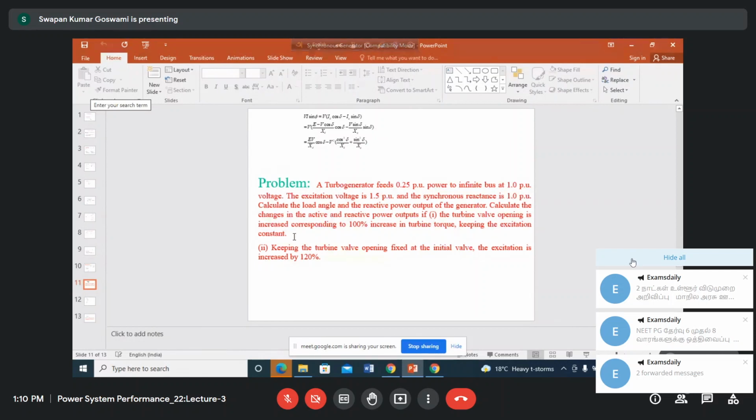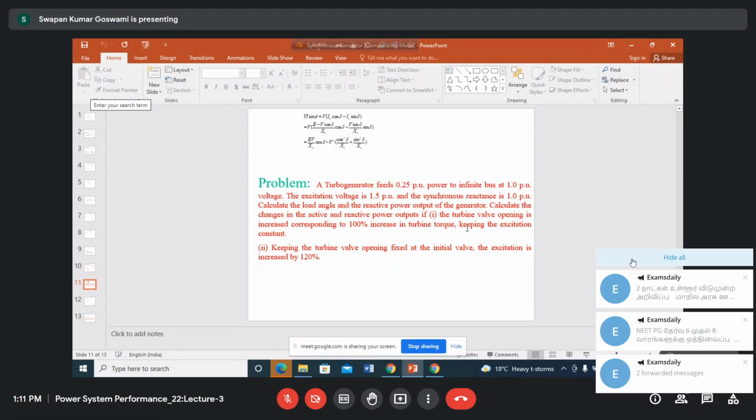So what is the question given? Generator is delivering 0.25 per unit power. Terminal voltage is 1 per unit. Generated voltage is 1.5 per unit. Reactance is 1 per unit. And under this condition, you calculate the value of reactive power by calculating the value of delta.